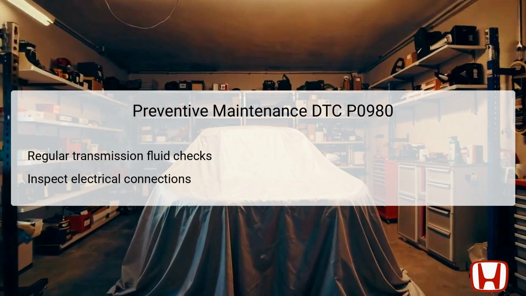Preventive maintenance is crucial in avoiding similar issues related to DTC P0980 in the future. Regular transmission fluid checks are essential to ensure that fluid levels remain optimal, as low or dirty fluid can negatively impact the performance of the shift solenoids. Additionally, routinely inspecting electrical connections pertinent to the transmission system can help identify any wear or loose connections before they lead to greater problems. Keeping the vehicle's wiring and connectors in good condition is of utmost importance, as even minor disruptions can lead to error codes like P0980. Scheduling regular maintenance checkups will not only help in addressing these issues early on, but will also contribute to the overall longevity and reliability of the vehicle.